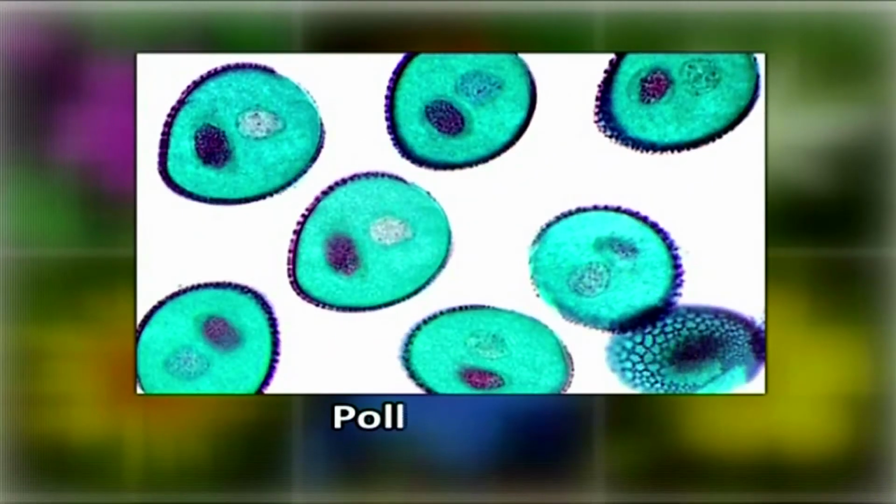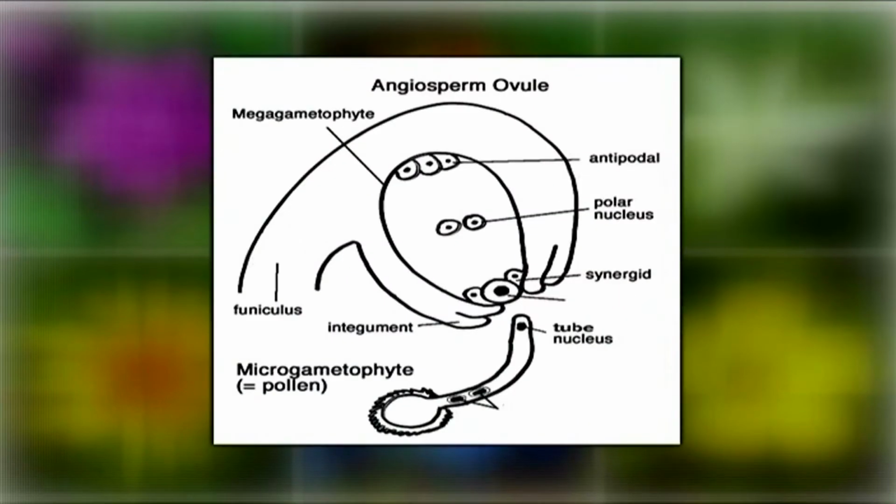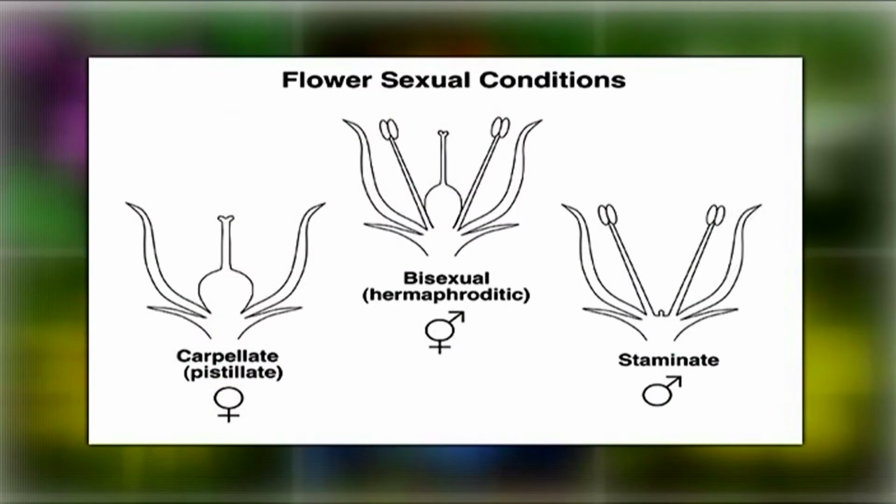The male cells called sperms are in the pollen grains produced by the stamens, and the female cells called eggs are in the ovules produced by the carpels. The sperm and egg cells unite in the ovary at the base of the carpel and develop into seeds. Generally, a typical flower has both carpels and stamens. In some species, however, the flowers are unisexual with only carpels or stamens.